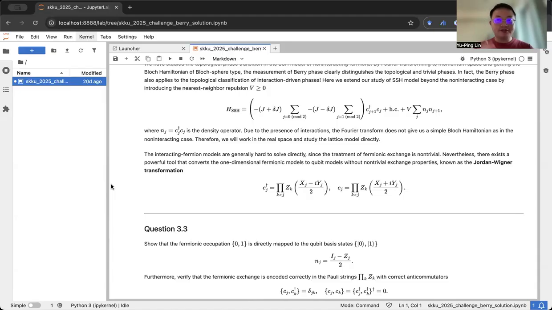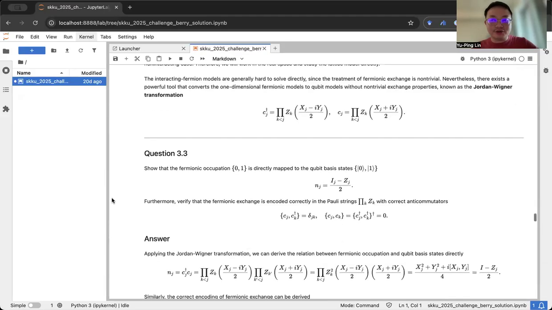But we know that the fermionic lattice model is usually very hard to solve directly because there is some fermionic exchange. We may involve some complicated minus signs. So here we will use the powerful Jordan-Wigner transformation to transform the fermions into qubits. The fermionic creation operator is related to the level down operator in the qubit model, and the annihilation operator of the fermion is related to the level up operator in the qubit model.